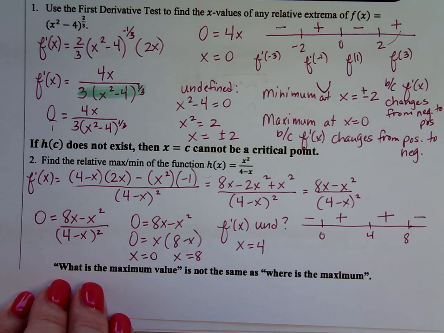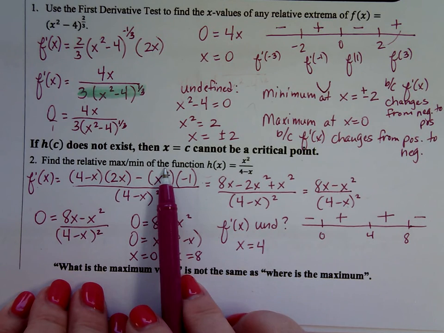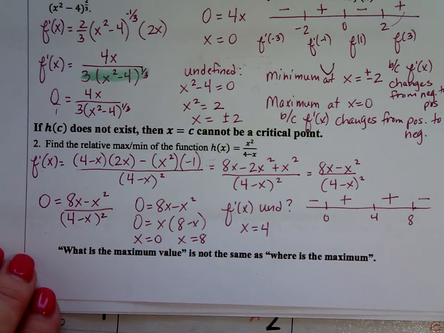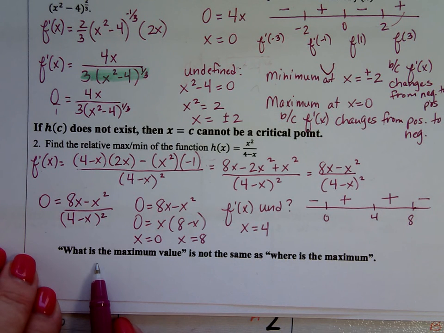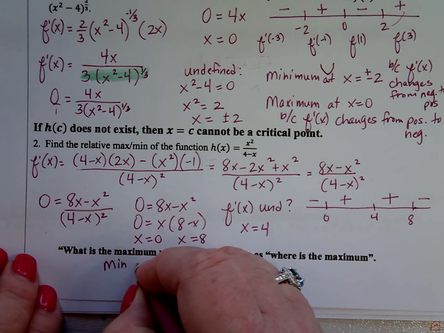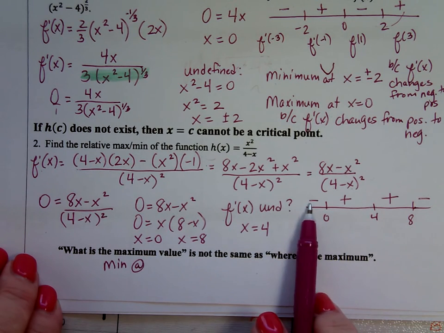And so the question says, find the relative max and minimums for this one. Now, there are words here that say, what is the maximum value? It's not the same thing as where is the maximum. So we'll come back to that question in a minute. I'm running out of space, but I will put it down here. I have minimums at, and maximums at.